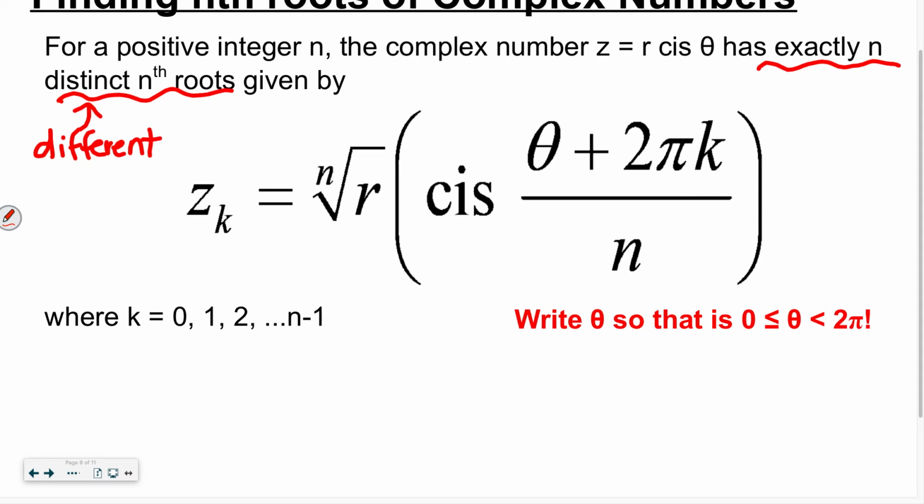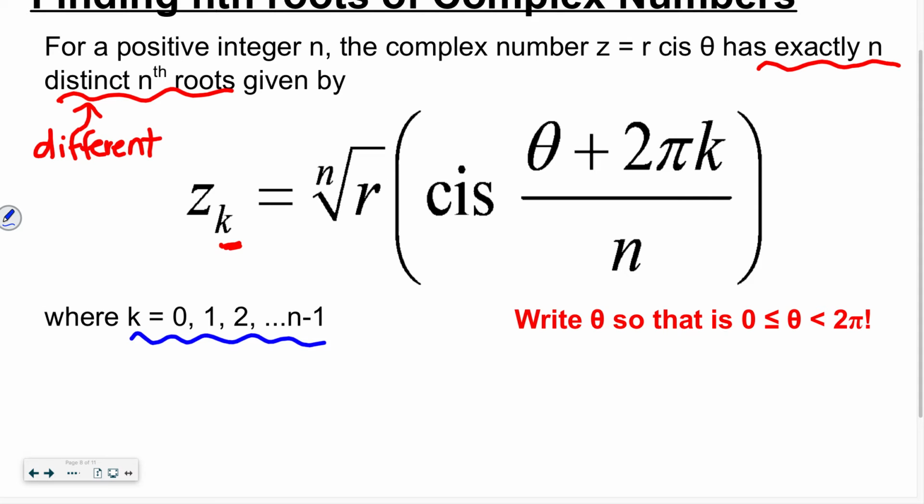n. Let's see. So this right here, z sub k, is new to this formula. That's how you can keep track of which roots you found. And down here at the bottom, it says for k, you're going to go 0, 1, 2, all the way to n minus 1.